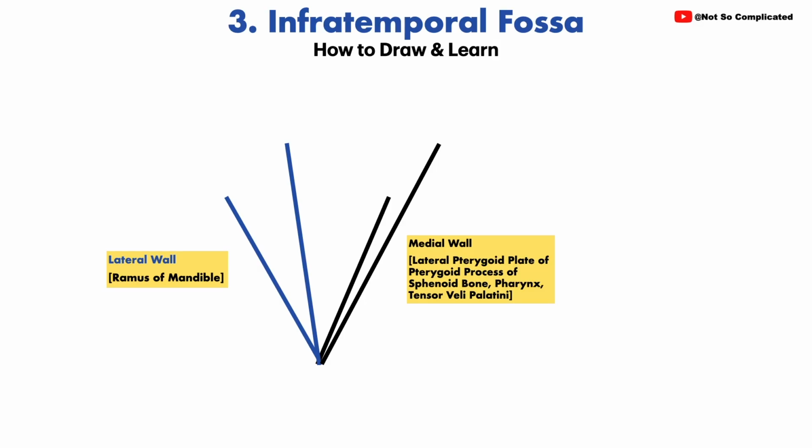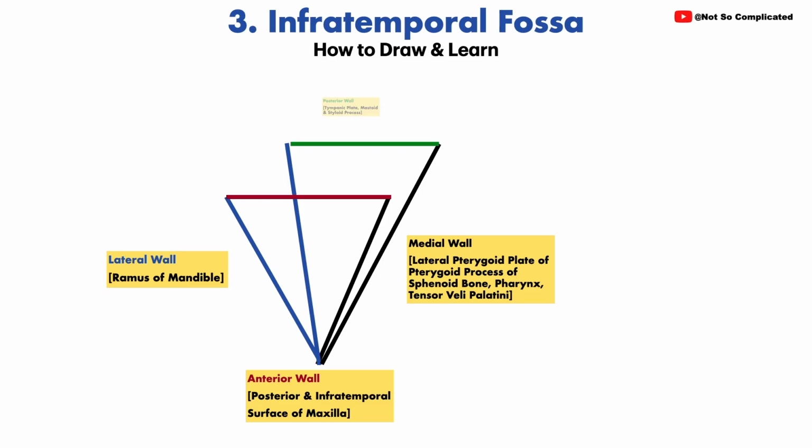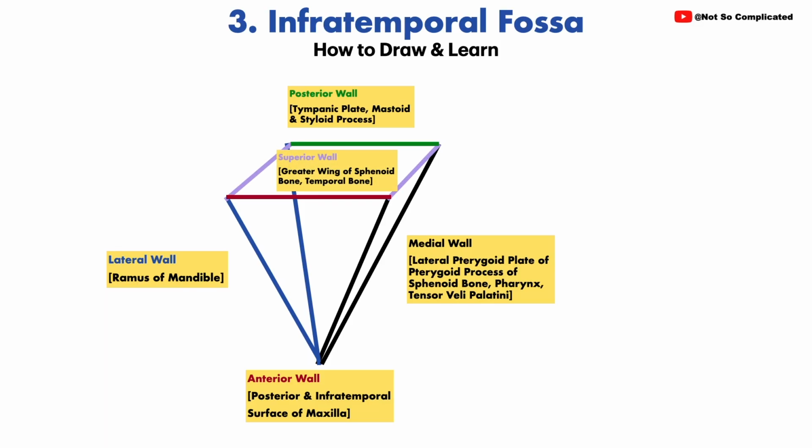That is how you can imagine it. This makes the anterior wall, made by the posterior and infratemporal surface of the maxilla, and this is the posterior wall made by the tympanic plate, mastoid and styloid process. So that is how the four different walls are formed. There will be a superior wall, formed by the greater wing of the sphenoid bone and temporal bone. So that is how we make the walls.